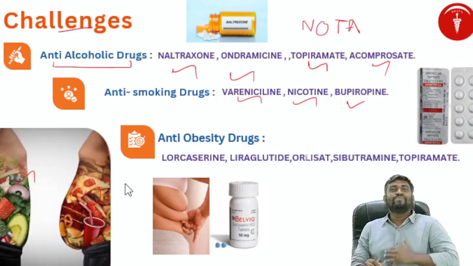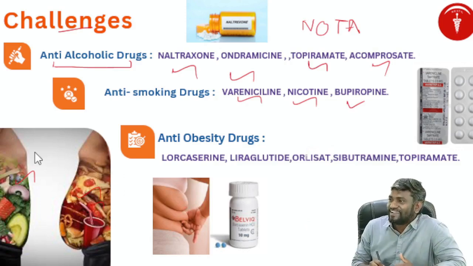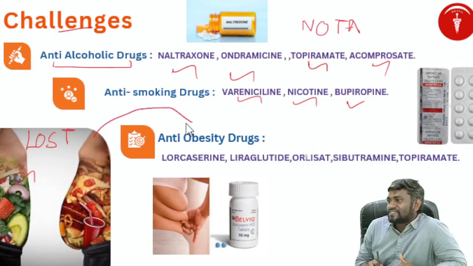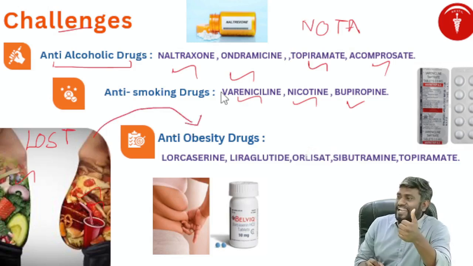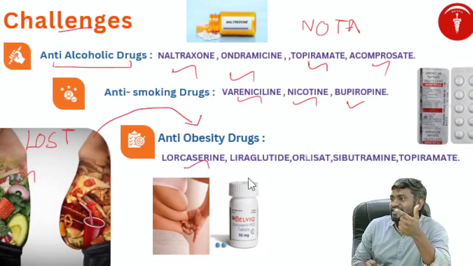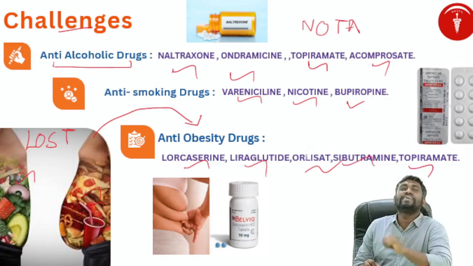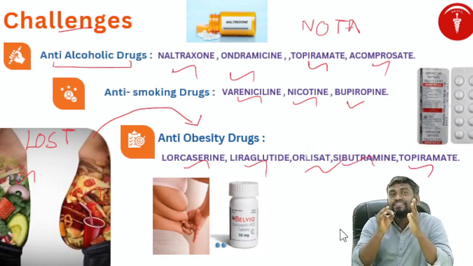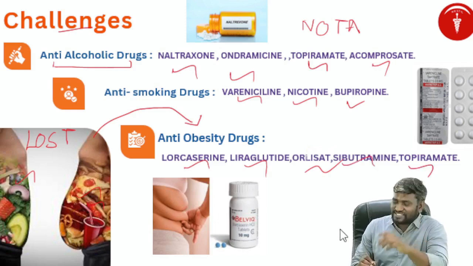The more we eat, the more the tummy is going to be bigger and bigger. Remember, you are going to be lost in the situation. Now, the anti-obesity drugs come with the mnemonic LOST. L is for lorcaserin, liraglutide, orlistat, sibutramine, and topiramate. Please remember the mnemonics NOTA and LOST.